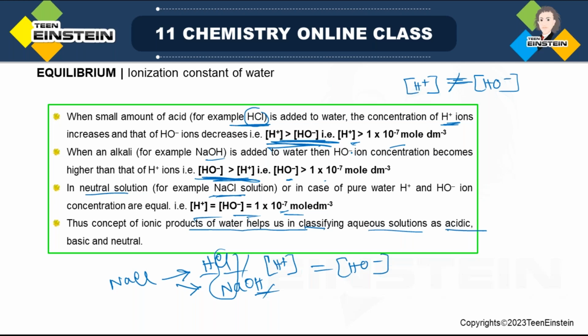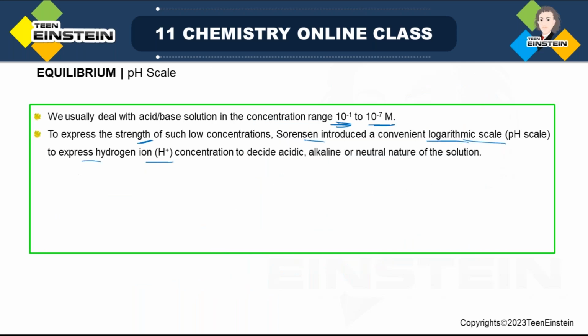Externally you are adding some HCl, that is, in general any acid or base, to neutral water. Then what is the effect on H plus? That information you can get from this pH scale. So that is the purpose of the pH scale.